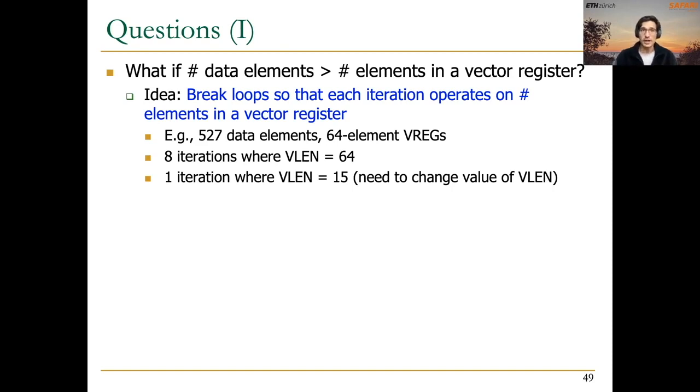But after that, I will have kind of a tail. And this tail also needs to be computed, right? In this case, I will have a final last iteration that is incomplete. Incomplete in the sense that it doesn't need to use the 64 elements in the vector registers.